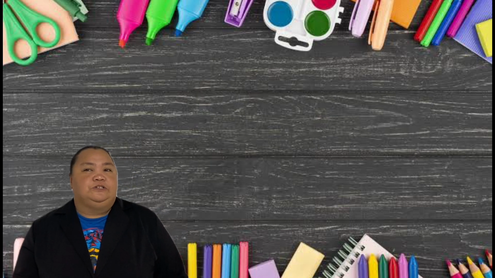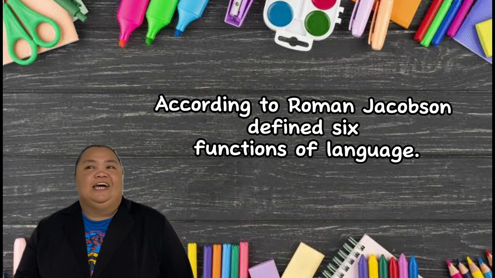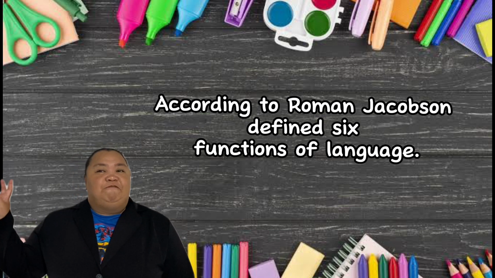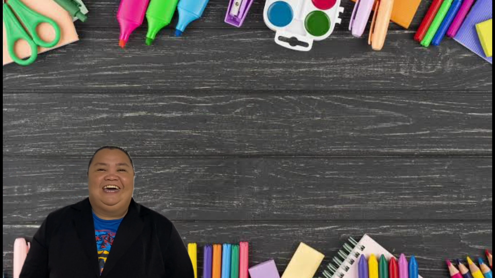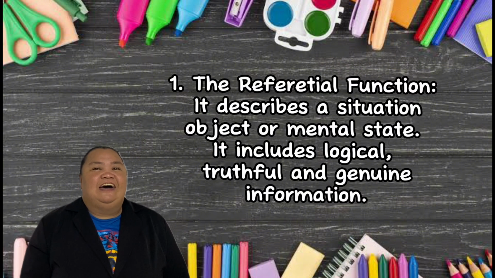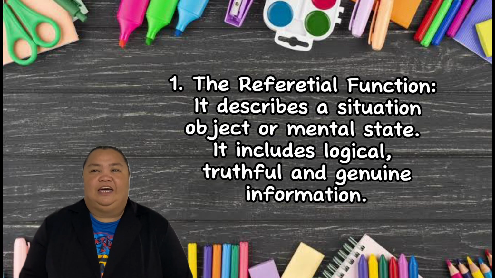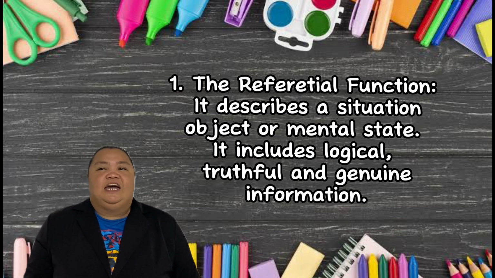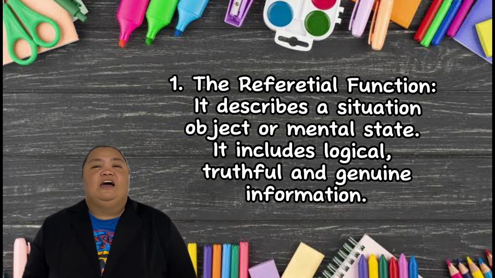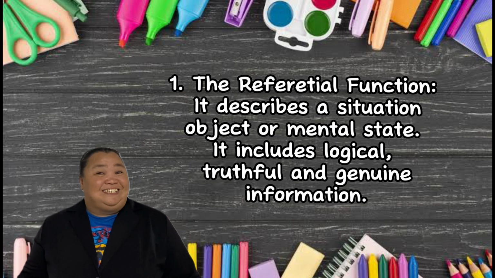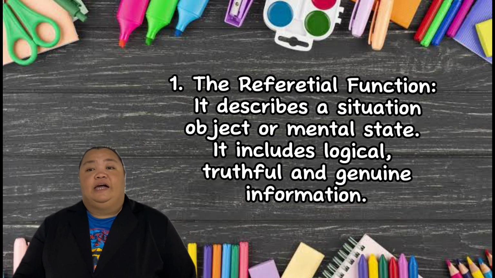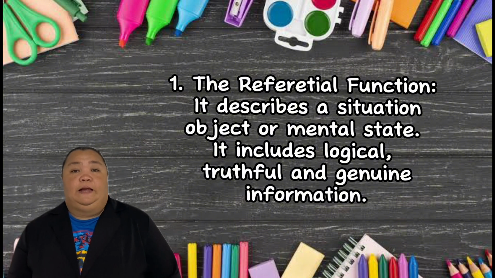According to Roman Jakobson, there are 6 functions of language. The first one is the referential function. The referential function describes a situation, object, or mental state. It includes logical, truthful, and genuine information.